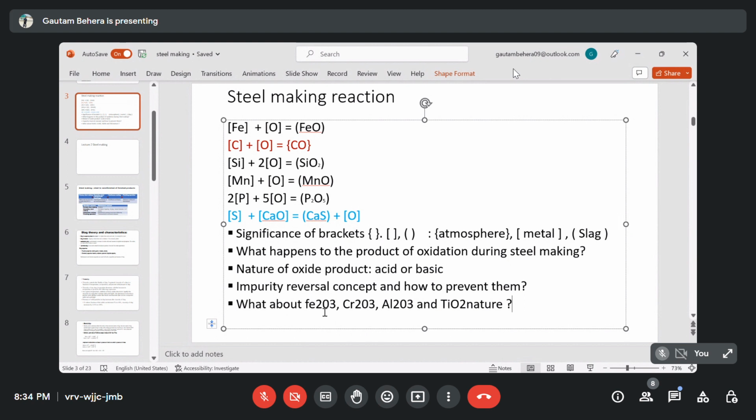If there were a compound such as FeO3, then it would be acidic, because one iron, three oxygen. Similarly Cr2O3. If it were CrO3, there is no such compound, but if it were CrO3, then it would be acidic, because three oxygen, one chromium. But here, the amounts of metal and oxygen are nearly equivalent, right? Not so much difference.